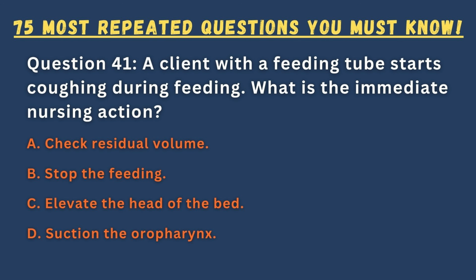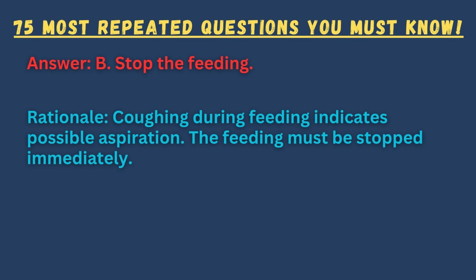Question 41. A client with a feeding tube starts coughing during feeding. What is the immediate nursing action? A. Check residual volume. B. Stop the feeding. C. Elevate the head of the bed. D. Suction the oropharynx. Answer. B. Stop the feeding. Rationale. Coughing during feeding indicates possible aspiration. The feeding must be stopped immediately.